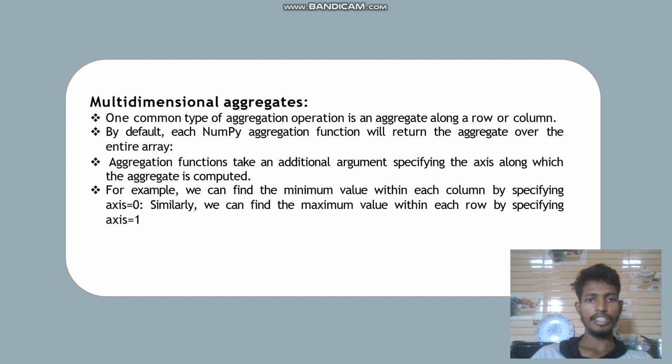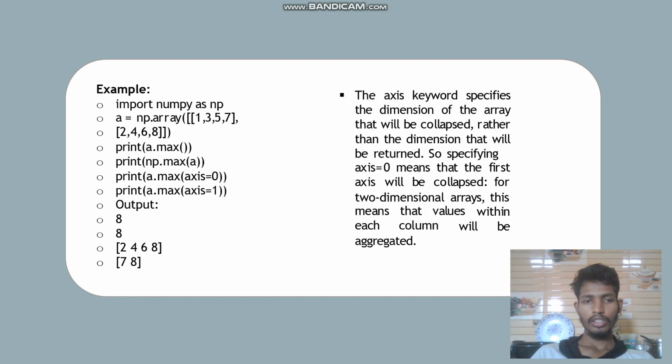Next, multi-dimensional aggregates. One common type of aggregation operation is an aggregate along a row or column. By default, each numpy aggregation function will return the aggregate over the entire array. Aggregate functions take an additional argument specifying the axis along which the aggregate is computed. For example, we can find the minimum value within each column by specifying axis equals 0. Similarly, we can find the maximum value within each row by specifying axis equals 1.